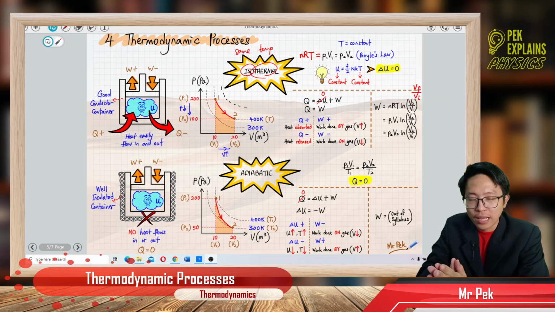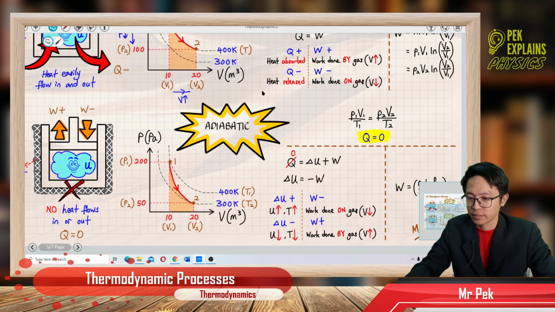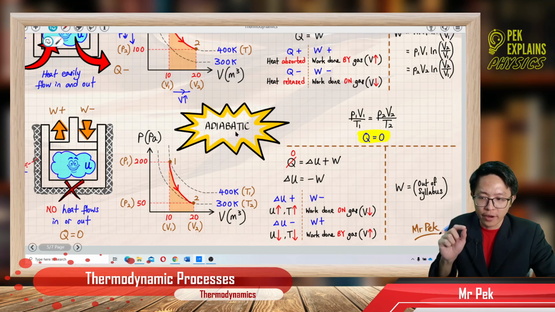Okay, now the last thermodynamic process, which is the adiabatic process. So what is actually an adiabatic process? The key for the adiabatic process is no heat flow. Q equal to 0. No heat flow is allowed.